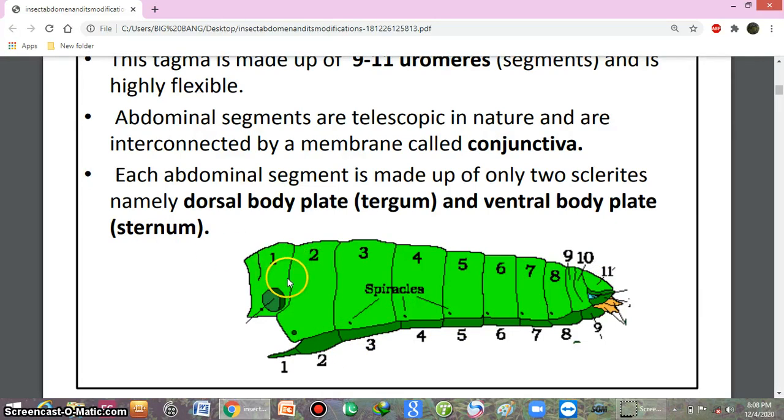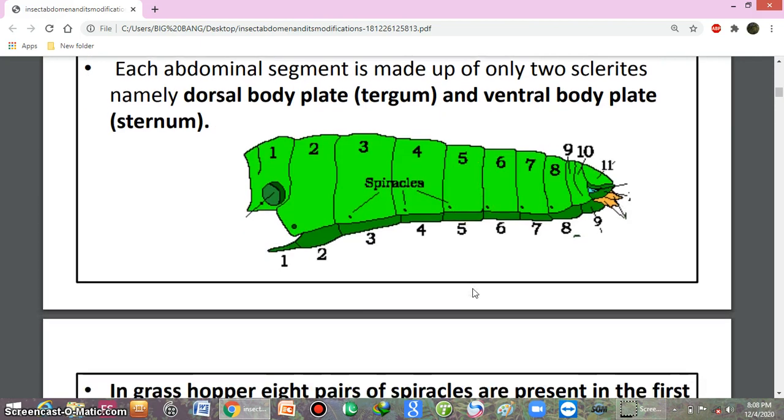Here you can see the abdominal segments. This one is the first, second, third, fourth, fifth, sixth, seventh, eighth, 9th, 10th and 11th is the last one. Here you can see the smaller fenestrae or openings and these are the spiracles. Spiracles are the openings of a tracheal system through which insects respire, and these are the segments. Cerci are present on the last abdominal segment. These are sometimes involved in the copulation. These are sometimes involved in the adhesion.